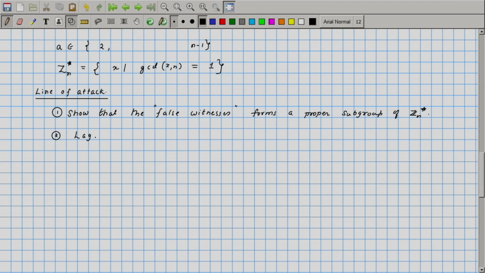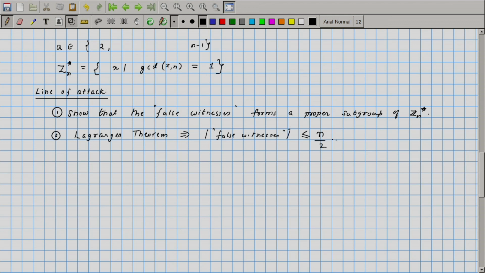So Lagrange's theorem says that would imply that the size of the set of false witnesses, so if we look at the set of all false witnesses, its size will be less than, let us say, n by 2, okay, because Zn size is at most n, and the false witnesses, since it is a strict subgroup, its number must divide the size of the entire group. So it is going to be less than n by 2.